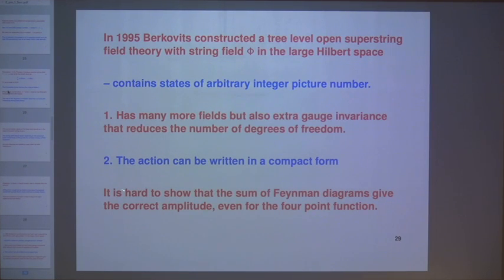Because of its gauge invariance, it's hard to show that the sum of Feynman diagrams gives the correct amplitude, even for the 4-point function, but we expect this to be true, and we have more to say about this later in this talk. But the general experience is that if we have constructed a string field theory with the correct cubic interaction, and if it has the full gauge invariance, then most likely it's the correct string field theory, that it will reproduce the amplitudes correctly.